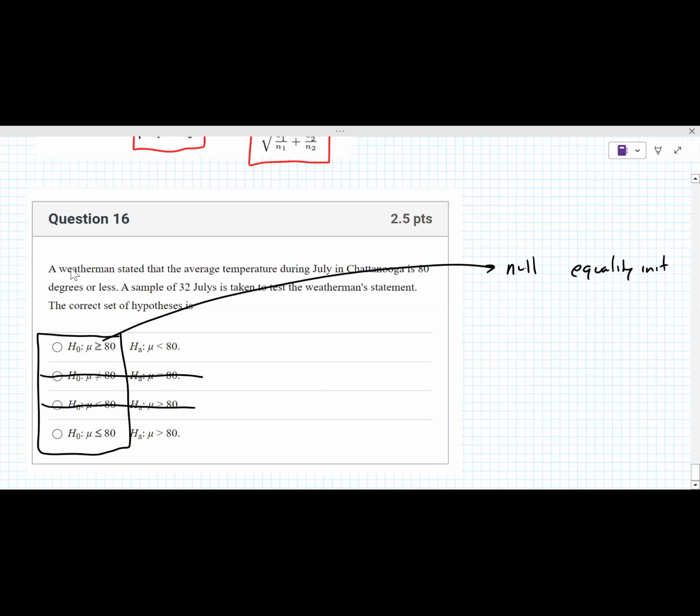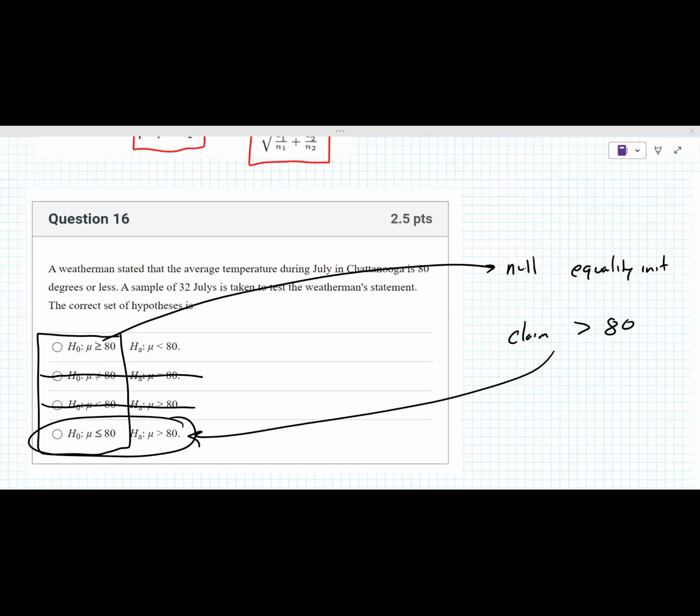Now, what they're implying here, when it says a weatherman stated the average temperature during July in Chattanooga is 80 degrees or less, is that the claim is that it's actually greater than 80. Okay. And that's where you go back and say, okay, that's the one that's correct here. This one's real tough because they don't use explicit language to say we are interested in knowing whether the temperature is hotter. And if it said that, then you would know that it's a greater than. So it's all about English interpretation of these things here.